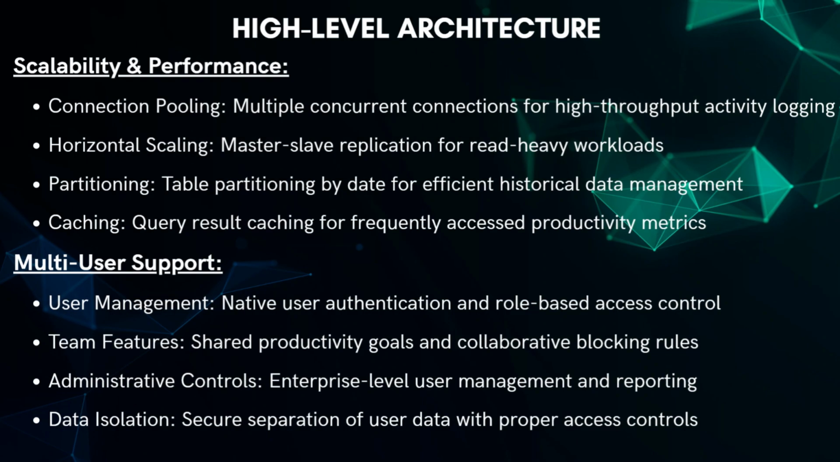Then we also have to think about scalability and performance, implementing connection pooling, multiple concurrent connections for higher throughput activities, horizontal scaling. Like when we have multiple users, then we also have to think about how we can scale things. Caching, we also have to think about that, because we can't make unnecessary requests to the backend every time to process things. If certain things can be cached on the user's system for faster retrieval, then we can implement that. So we can use caching.